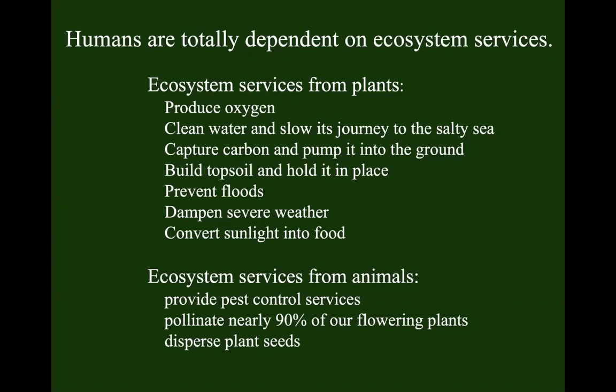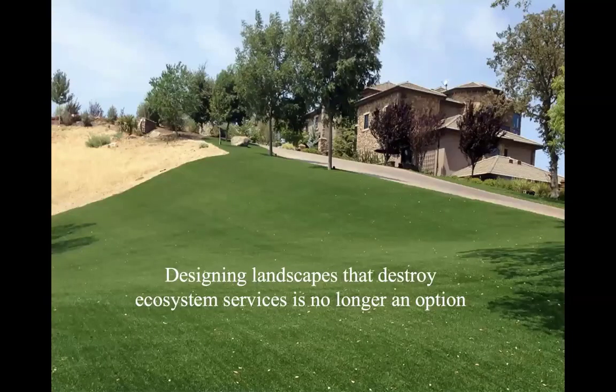What do animals do for plants? They provide pest control services. They pollinate nearly 90% of our flowering plants. They disperse plant seeds. So designing landscapes like this that destroy the production of ecosystem services is not a good idea. It never was a good idea, but today it's an absolutely terrible idea because we need more ecosystem services today just for humans than ever before.